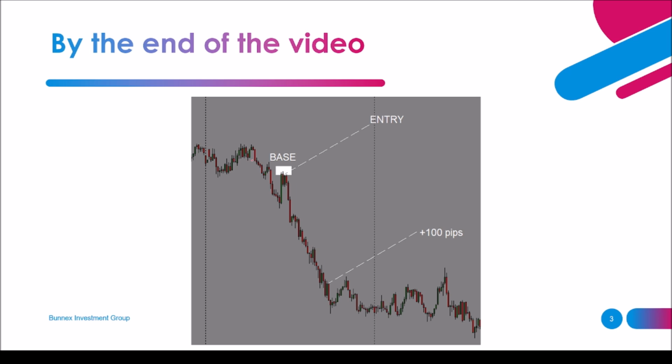So by the end of this video, you'll be able to actually catch entries on these particular points in the market flow. These entries have the probability to give you 100 pips depending on the pair that you take. They can allow you to get the so-called sniper entries within the market trends.